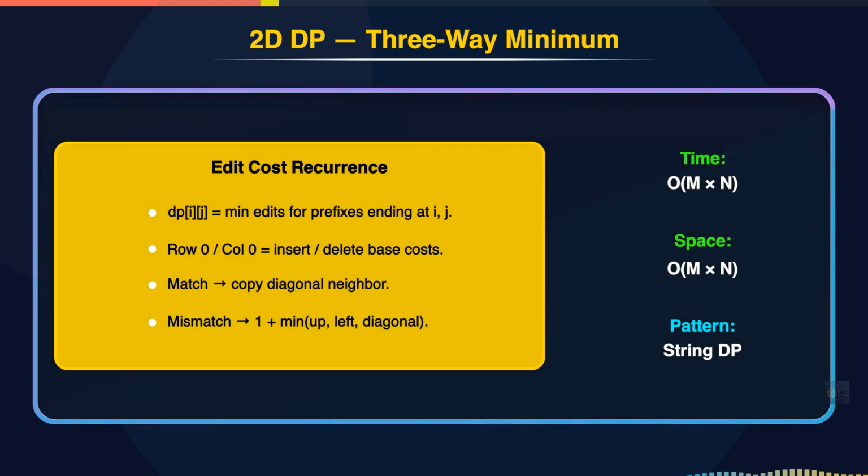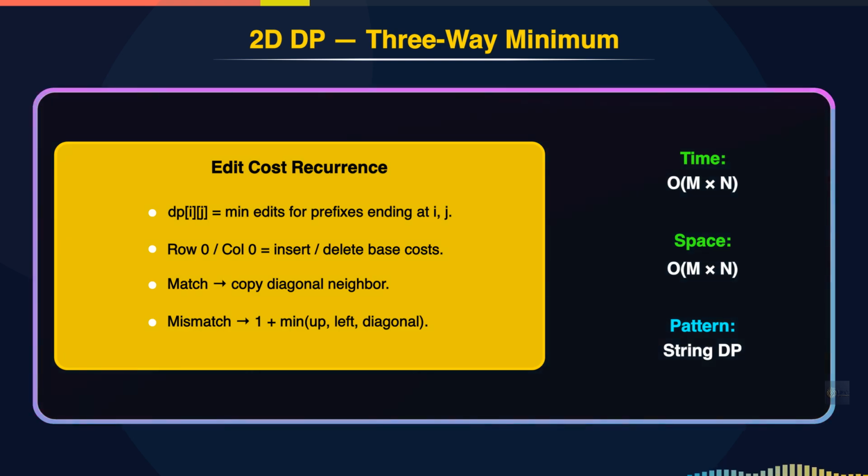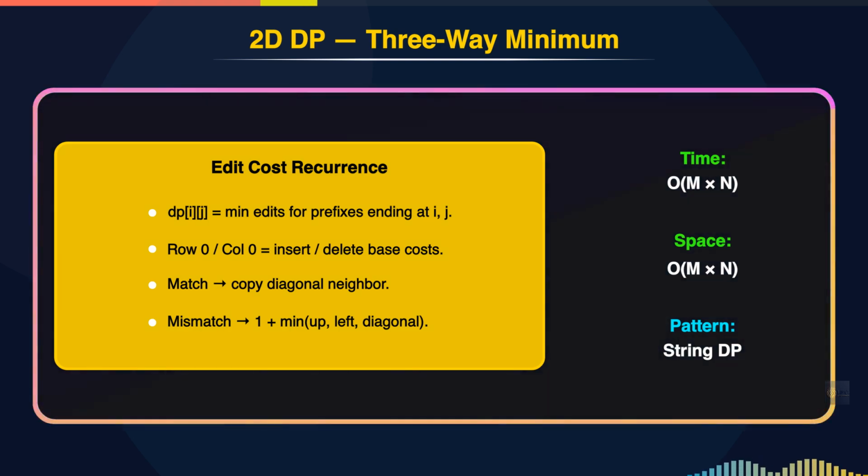Base cases: first column equals i because deleting i characters clears the prefix, first row equals j because inserting j characters builds the prefix. When characters match, inherit the diagonal neighbor with 0 extra cost. When they differ, take 1 plus the minimum of delete from above, insert from left, or replace from diagonal. The bottom right cell is the final answer.